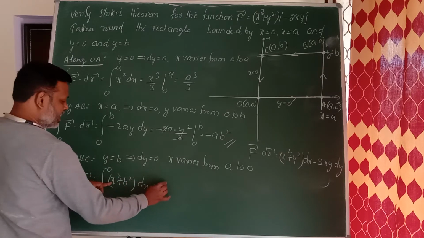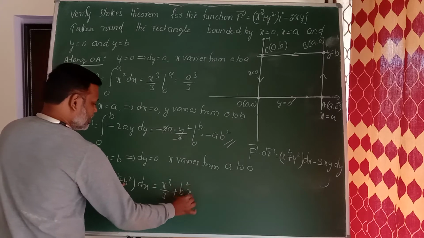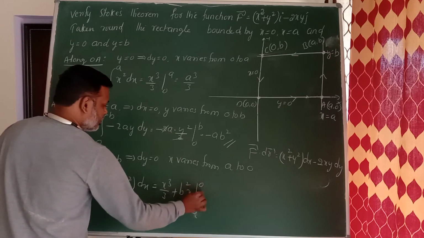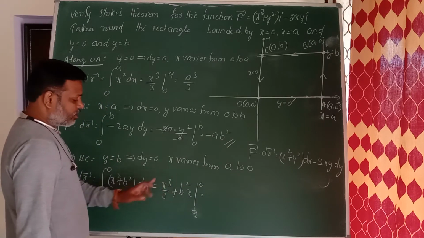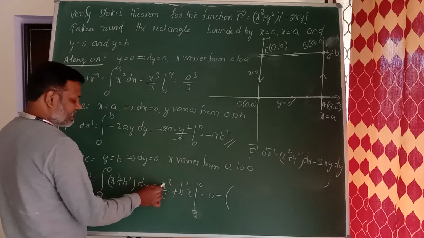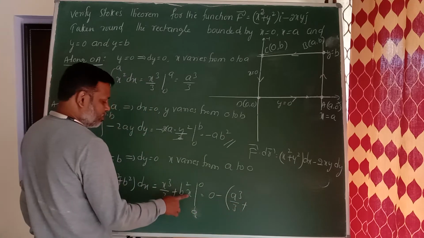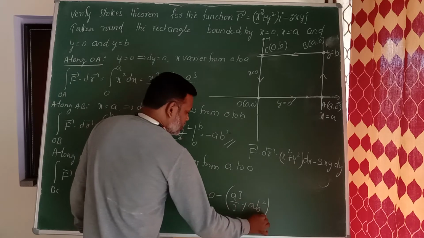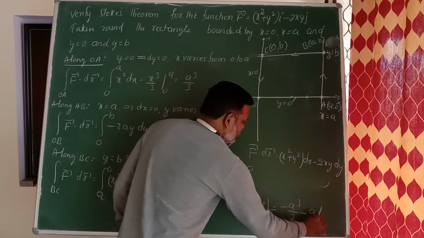Then what happens here? Integration of x square is x cube by 3, plus b square is constant, so b square into x, from a to 0. Just apply the upper limit. The upper limit is 0, that becomes 0, minus the lower limit, which is a cube by 3 plus, when you put x is equal to a, ab square. So ultimately the answer is minus a cube by 3 minus ab square.